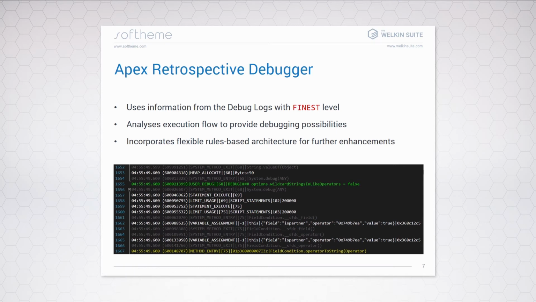Unlike the interactive debugger by Salesforce, our retrospective debugger is not allowing you to debug in runtime while the code is being executed. However, we are using debug logs with finest log level to provide you debug information. We analyze all these logs, we try to understand the execution flow, we parse all variable assignments, all statement executions, and we provide you debugging possibilities. And a very nice thing here is that we've built this retrospective debugger using a very flexible rules-based architecture. So we are very flexible in adding new features, in improving something existing, and of course fixing some bugs that we may already have.